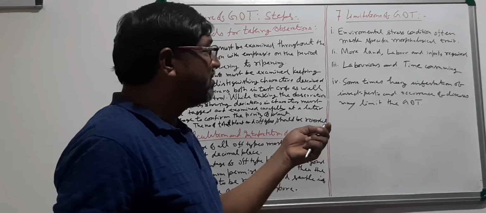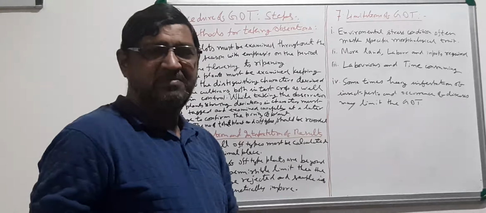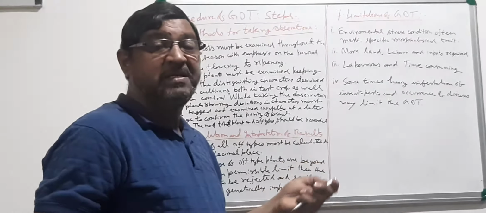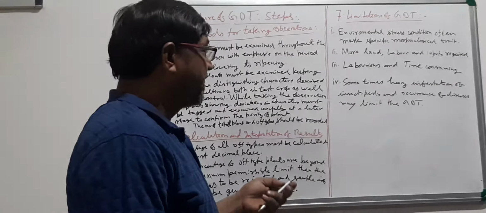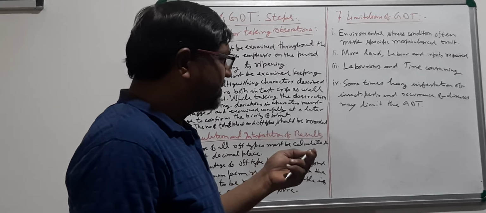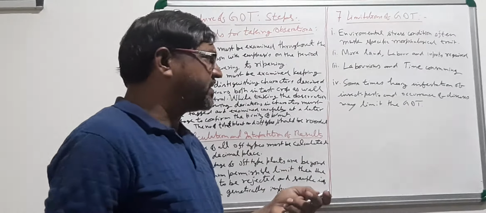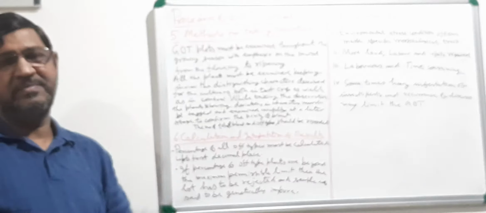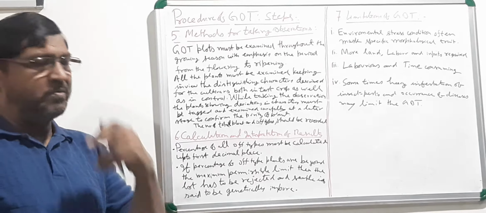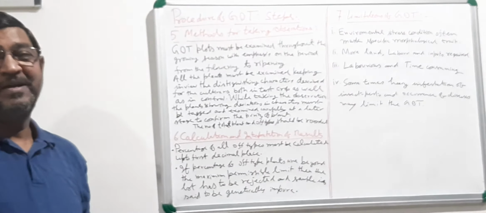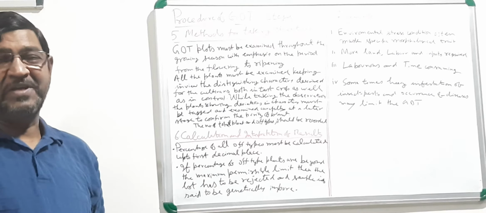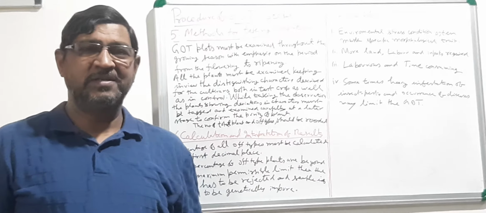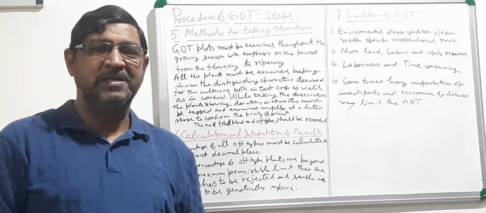This requires more land and labour inputs, and is more laborious and time-taking. The whole crop season, as I said, is taken. Sometimes heavy infestation of insect pests as well as occurrence of diseases may also limit your grow-out test in the field. So this is all about varietal identification through the grow-out test, or you can say the complete grow-out test, which I have already completed in 3-4 videos. Thank you very much.